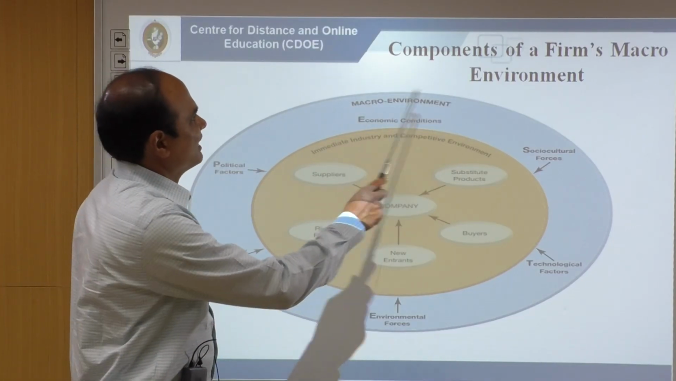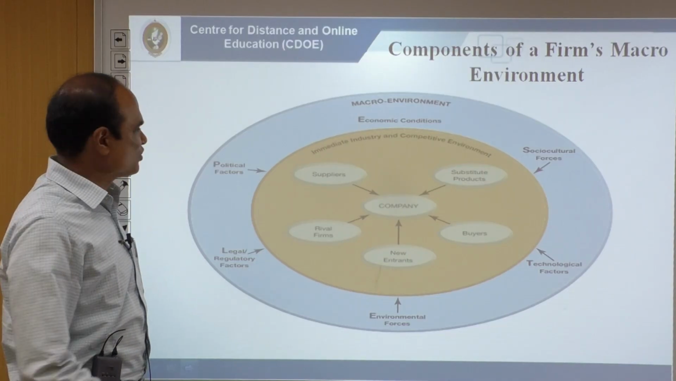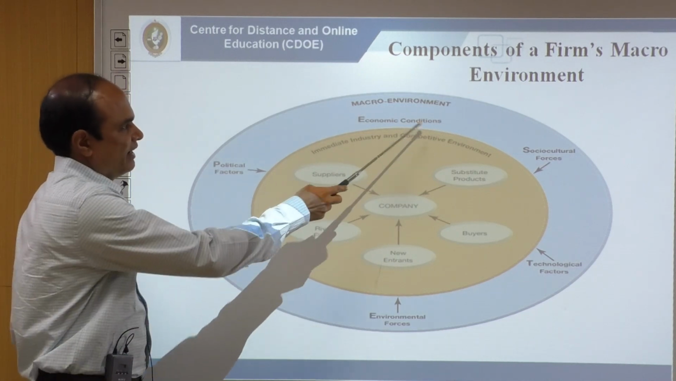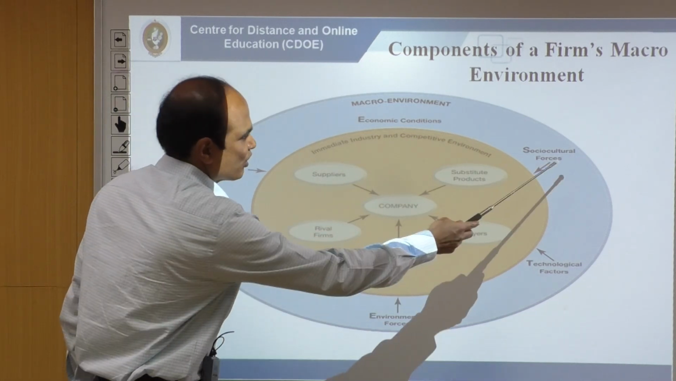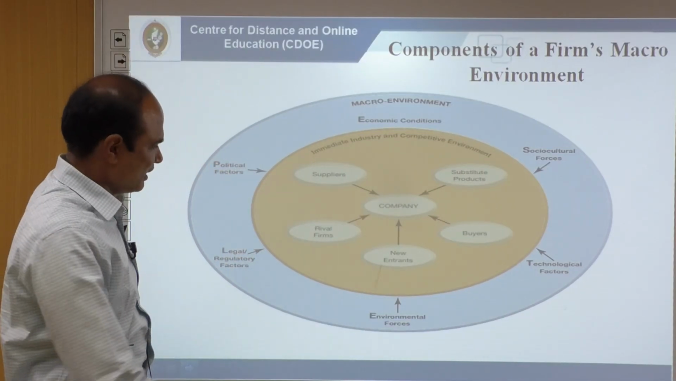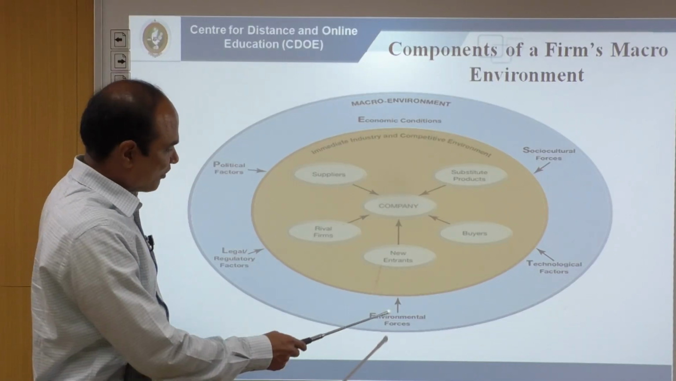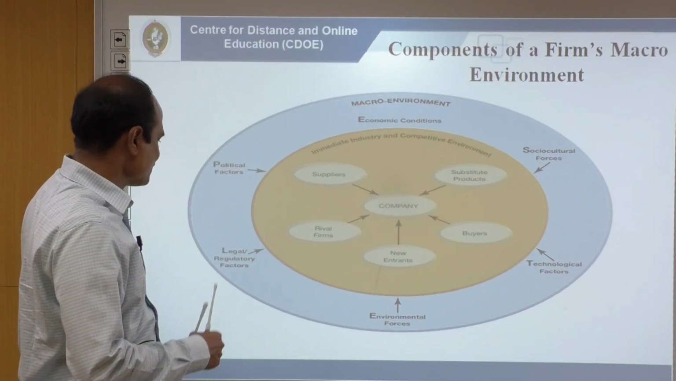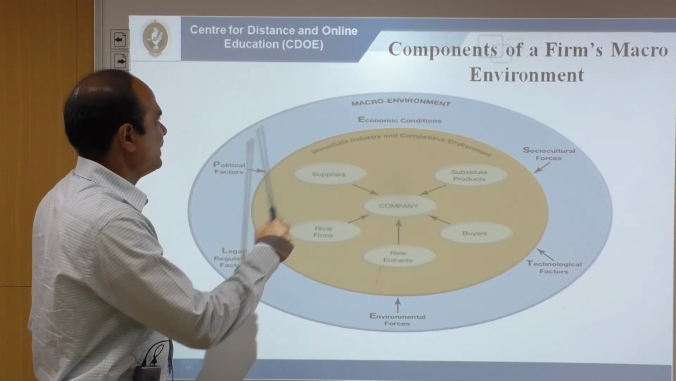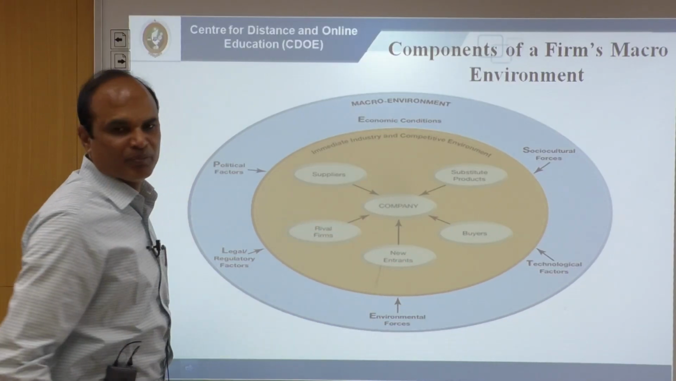So, what are the components of a firm's macro environment? As we have discussed, the PEST includes political factors, economic conditions, socio-cultural forces, and technological factors. Later on, various experts and schools of thought have included environmental forces and legal or regulatory factors. So all these things became PESTEL.